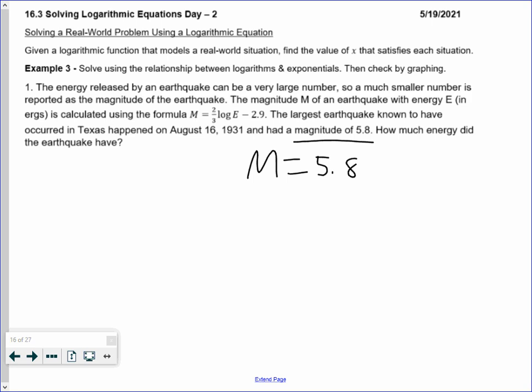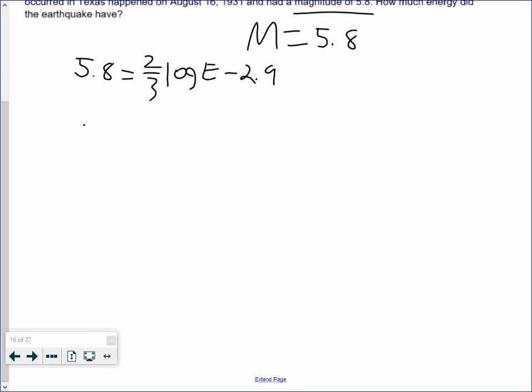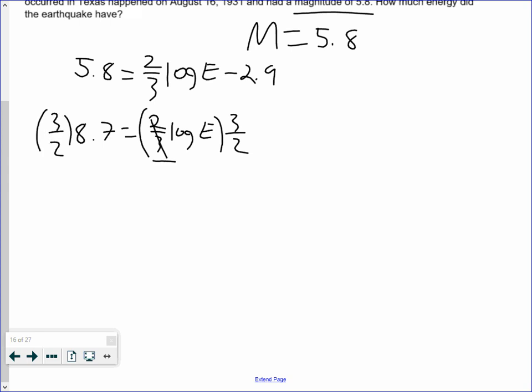So to do this, what we're going to do is just plug in 5.8 for M, and we're just going to solve the problem. So we have 5.8 equals 2/3 log of big E minus 2.9. We'll add 2.9 to both sides to get 8.7 equals 2/3 log of E. And then we're going to multiply both sides by 3/2 to cancel out that 2/3 on the right side. So these cancel out, and we're left with 13.05 equals log of E.